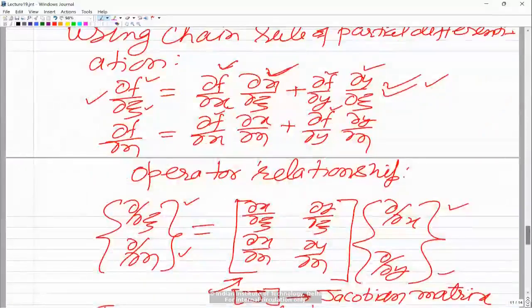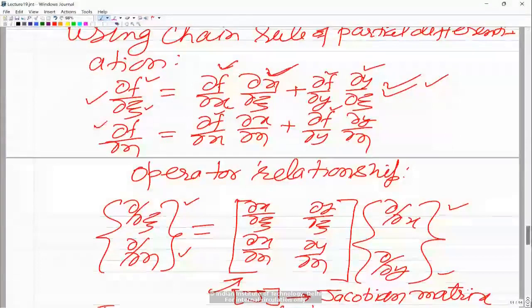Similarly, I have written del f by del eta. Since f is an explicit function of x, so you will see that this is x. So we have del f by del x, and then x is a function of eta, so del x by del eta gives the contribution to the derivative with respect to eta. And because f is also a function of y and y is a function of eta, that will also contribute in the derivative with respect to eta. So we write del f by del y into del y by del eta. So this is how I have written these two equations, and these equations are the basis for what we have discussed subsequently. So are you clear about these two equations? Then I proceed further.